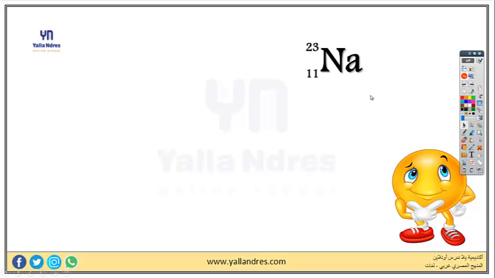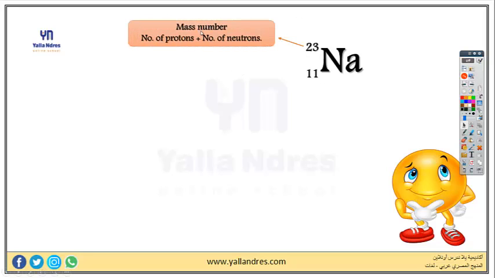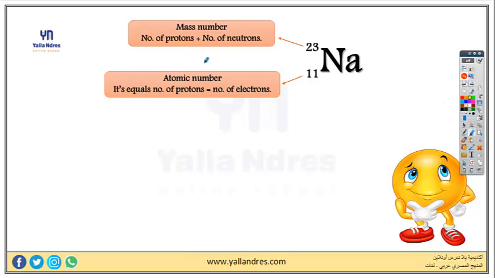Okay, sodium is symbolized as Na. So Na is the sodium atom, and as we took before, each atom is expressed by 2 numbers. The upper one is the mass number, and it's equal to the number of protons plus the number of neutrons. And the lower one is the atomic number, which is equal to the number of protons, that's equal to the number of electrons. It is so important that the number of protons equals the number of electrons.